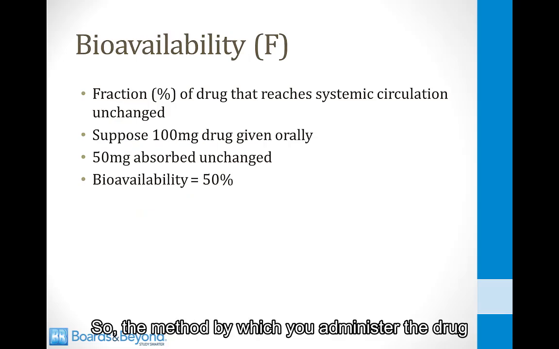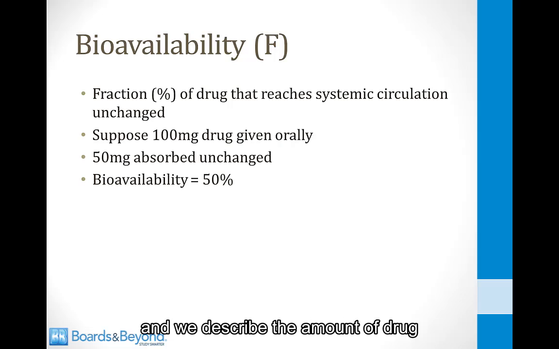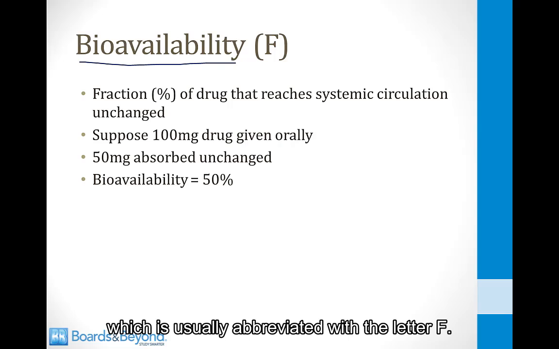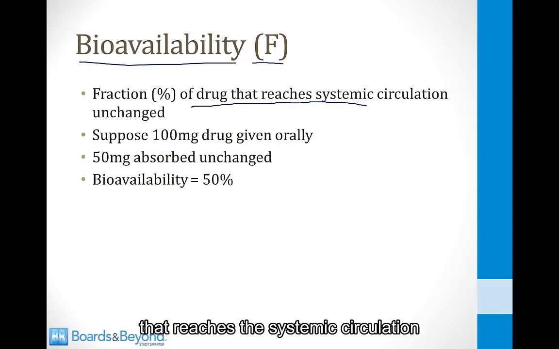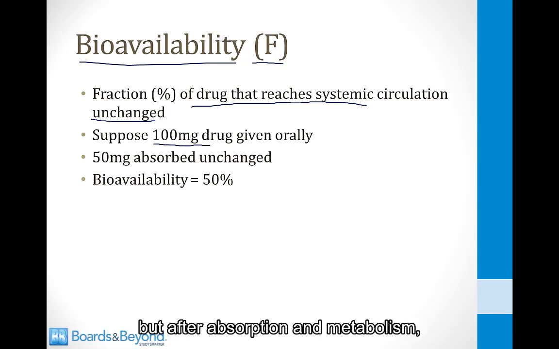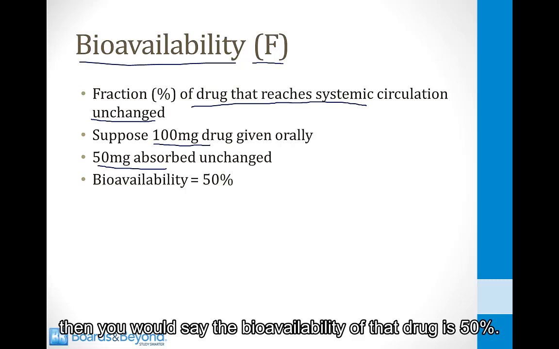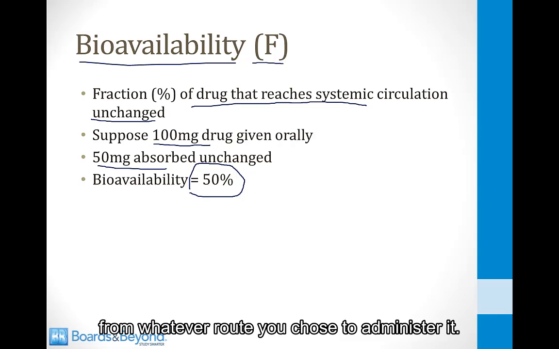So the method by which you administer the drug affects how much of it will be available to the body. And we describe the amount of drug that's available to the body as the bioavailability, which is usually abbreviated with the letter F. So the bioavailability is the percent of the drug that reaches the systemic circulation unchanged from its initial form. So suppose you gave 100 milligrams of a drug orally, but after absorption and metabolism, only 50% reached the bloodstream unchanged, then you would say the bioavailability of that drug is 50%. And this gives us an indication of how much the drug gets altered as it moves its way into the circulation from whatever route you chose to administer it.